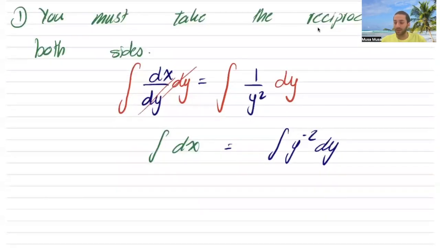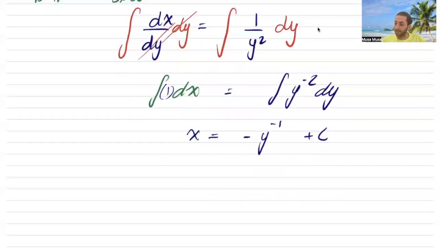Now, what does my left-hand side go to? Well, the integral of dx is kind of like having a hidden one there. So that just becomes x. And then this, you just add 1 to the power, divide by the new power. So it becomes minus y to the minus 1, and then plus c. And then this becomes equal to minus 1 on y plus c. And we've almost fully gotten it in the form that's required.